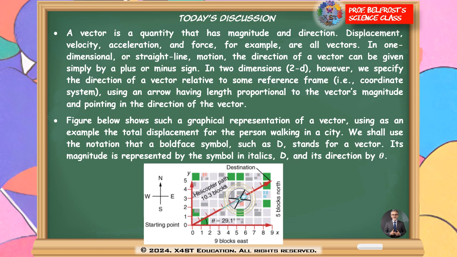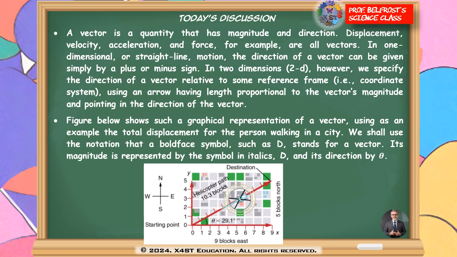It's very simple. But for two dimensions, we need to specify the direction of a vector relative to some reference frame, using an arrow having length proportional to the vector's magnitude and pointing in the direction of the vector. So you need to state the theta. That is the direction. For example, I write that this is 35 degrees south from west.